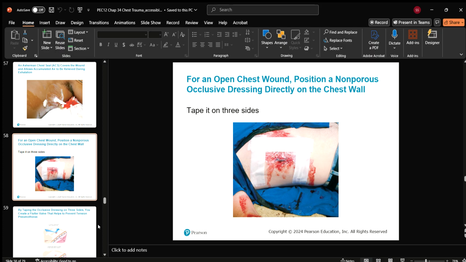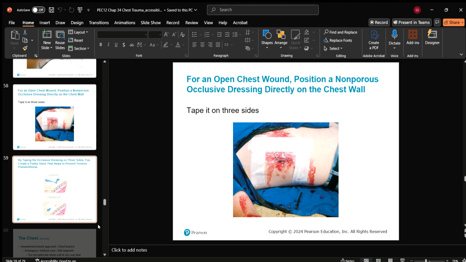And then that occlusive dressing needs to extend at least 2 inches beyond the size of the injury. It needs to extend at least 2 inches beyond the size of the injury. And then here, we're going to tape it down on 3 sides. That third side should be the closest to the ground, allowing for blood to leak out and go down into the ground. And hopefully, this should not allow air to enter, but maybe is going to allow for air to escape.